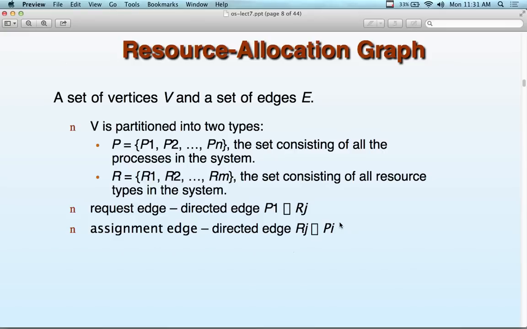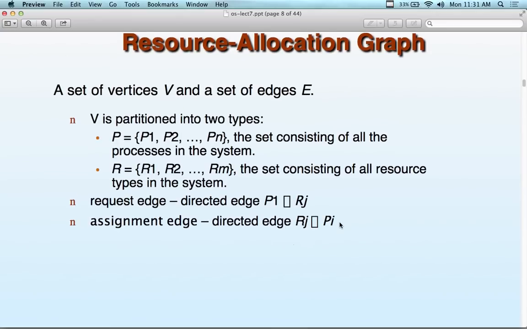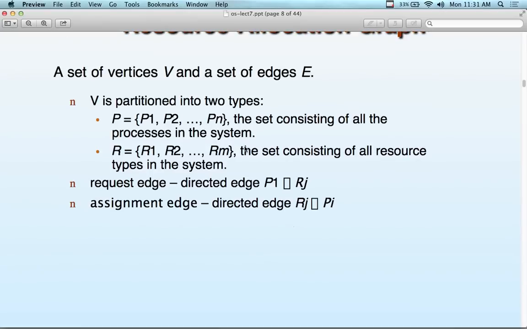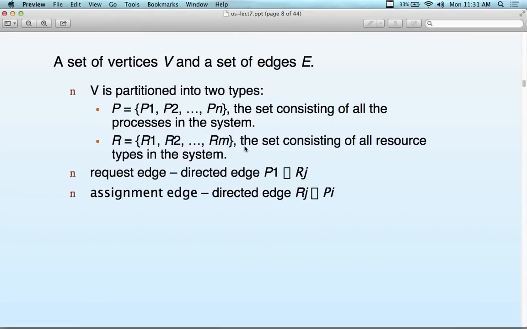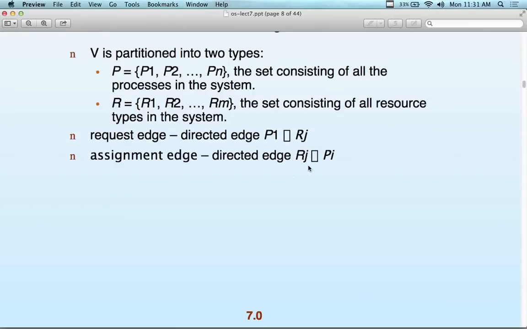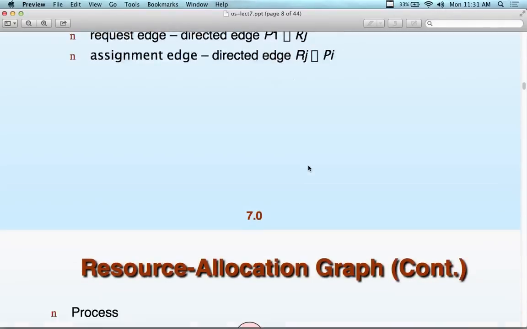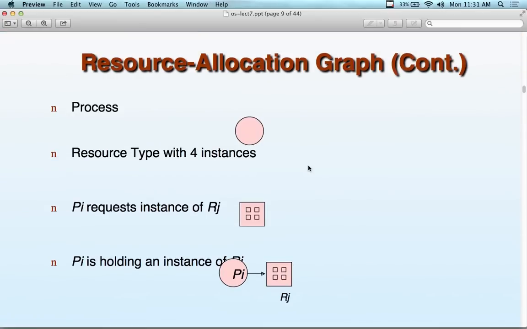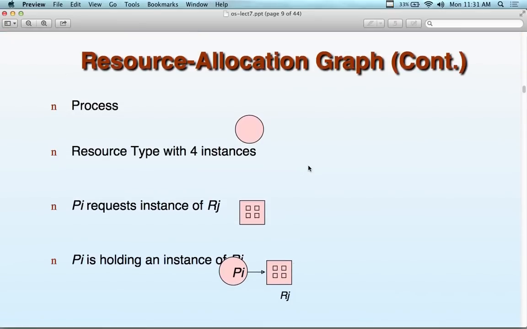So if we were to graph it out, V is partitioned into two types. We have P, which is the set of processes in the system, and then R is the set of resources in the system. And then we have the request. Remember, we have the request, use, release kind of scenario to set up. So in terms of the request edge, it's a directed graph between the two. This is an arrow, by the way. It's a little box on the slide here. And then we have an assignment edge. So we have a request. Just because you request something, it doesn't necessarily mean that you get it assigned to you. It means you're probably going to get put in a queue.